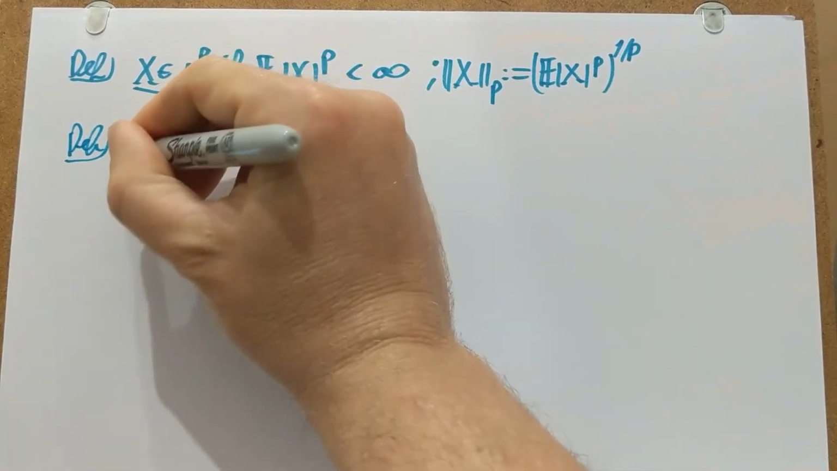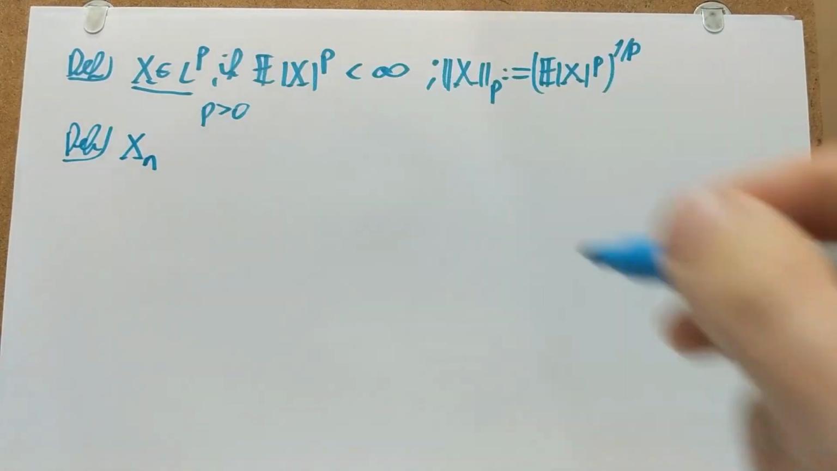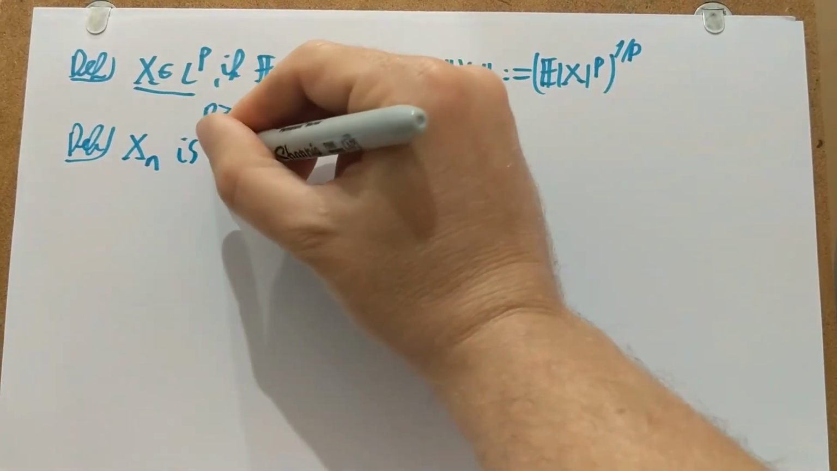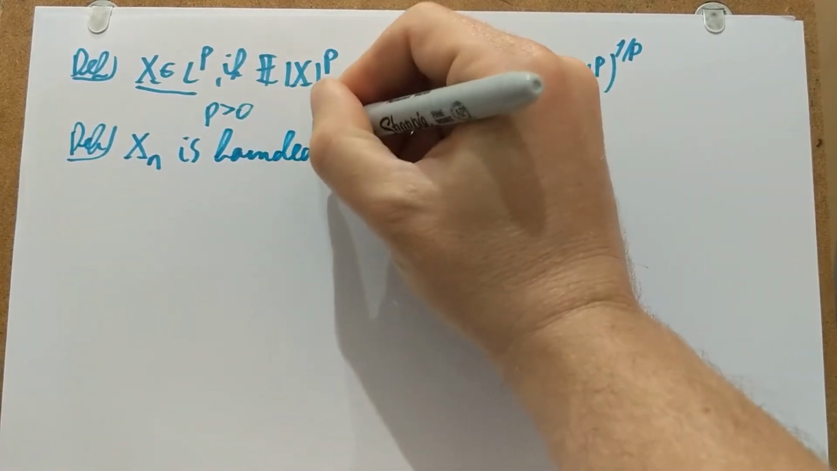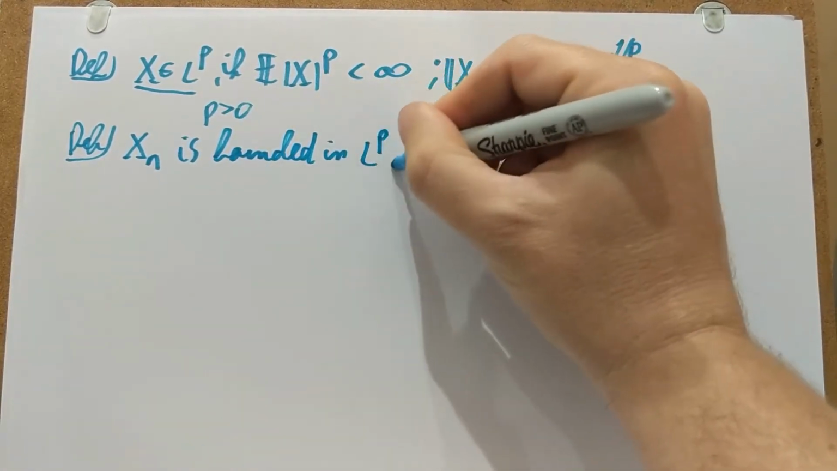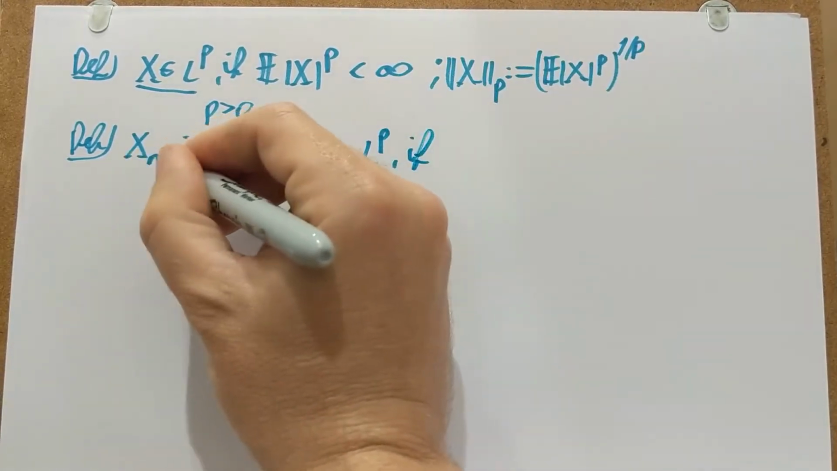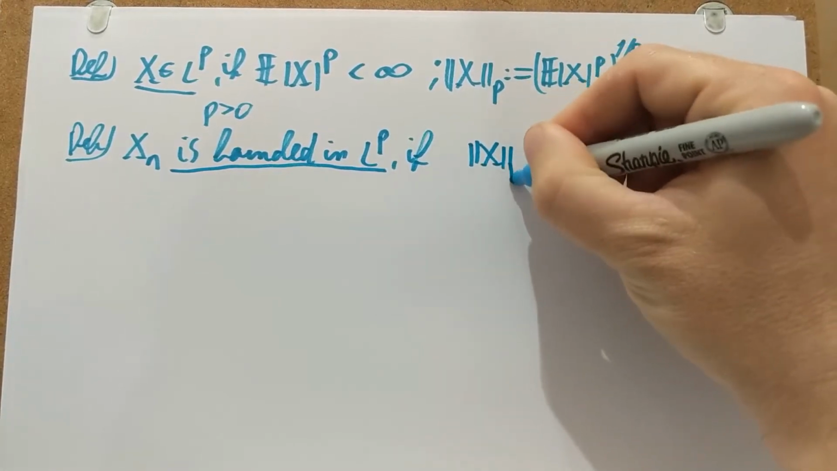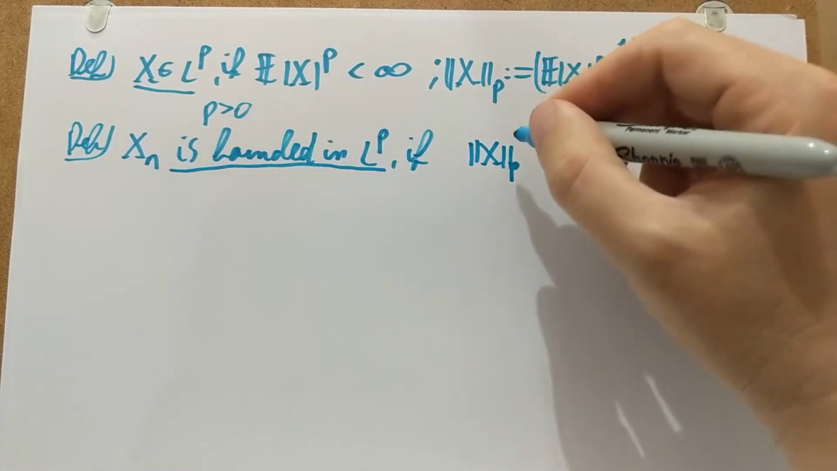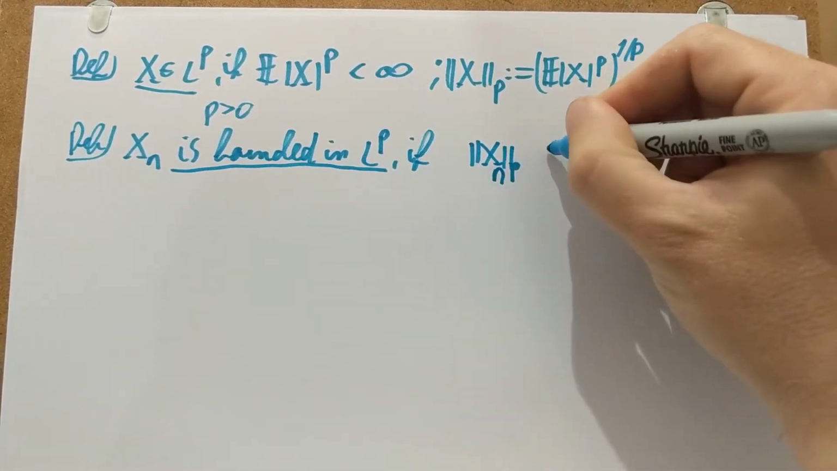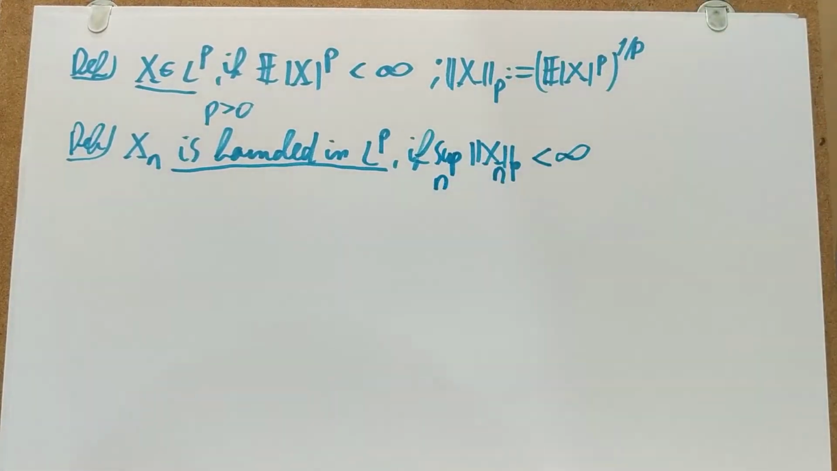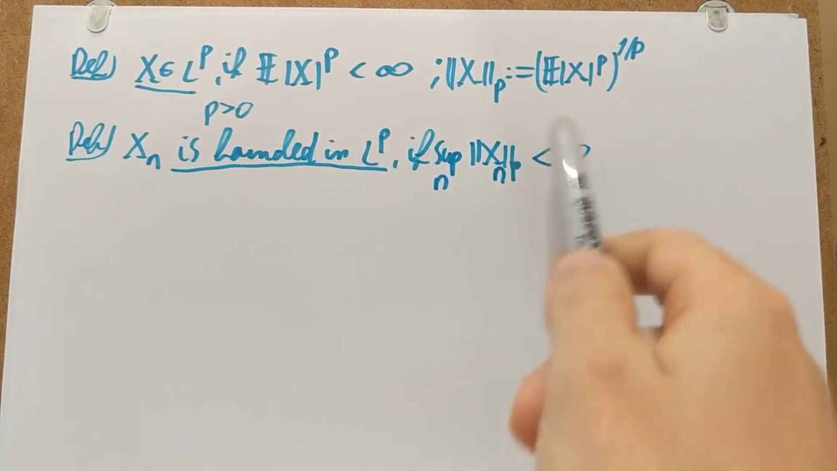If I have a sequence of random variables, X_n is a sequence in L^p, that just means that each term is in L^p. However, if I say that it is bounded in L^p, what do I mean by that? I mean that if I take the p-norms, or equivalently the p-th power, of the X_n, then this is bounded even if I take the largest of them. So if I take the supremum of the p-norm, that's still bounded.